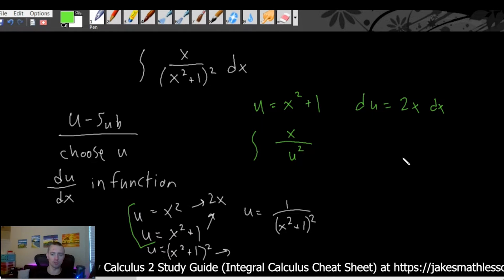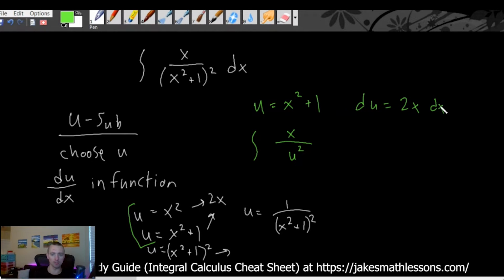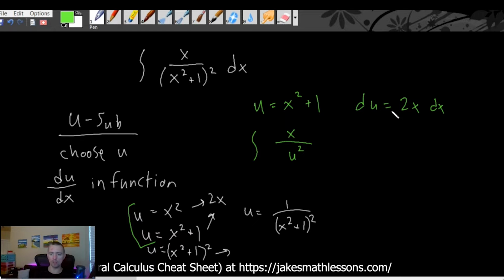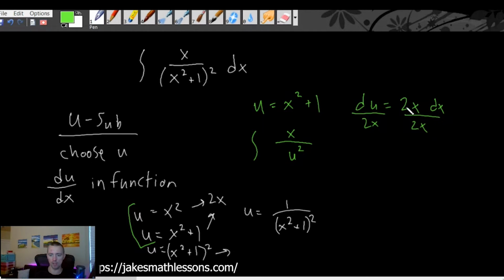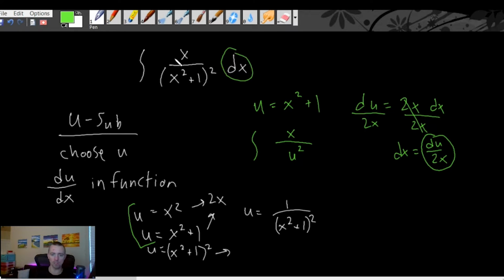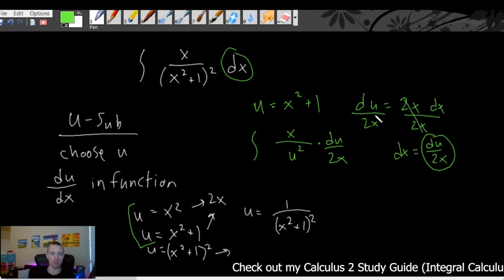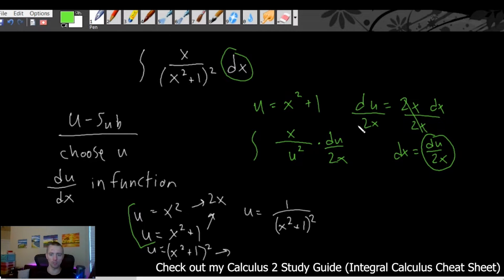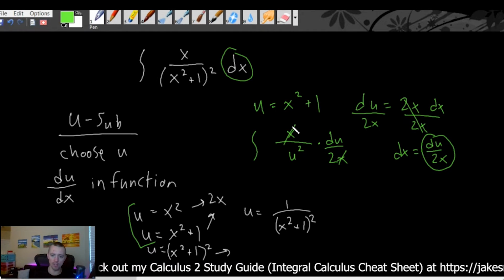Remember, when you're doing u substitution, when you take this du, you always want to add on the dx over here as well. So now what we can do is we can take this and solve it for dx, which just means divide 2x to the other side, giving us dx equals du over 2x. And the reason why we wanted to do that is now we can substitute this in for our dx here. So we're going to have x over u squared times du over 2x. And now, because we chose our u so that u's derivative was also somewhere in the function, this x is going to conveniently cancel with this x here.